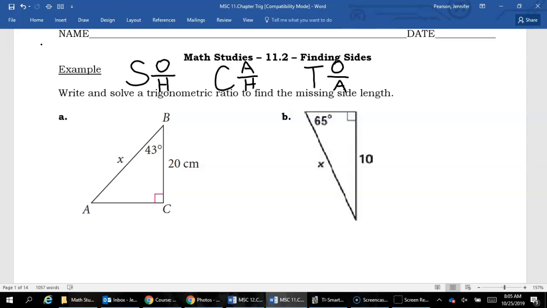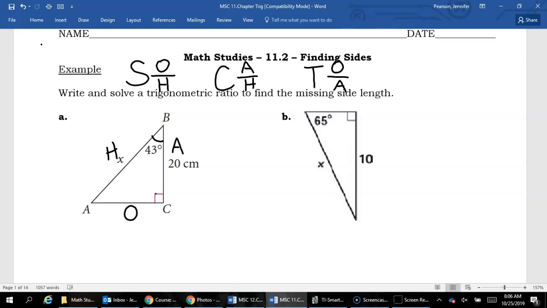Let's use these ratios then to try to figure out how long the sides are when I have a variable and unknown there. The first example has a 43-degree angle right there. So I'm going to label the sides of the triangle in relation to that 43-degree angle. Opposite 43 would be way at the bottom. Adjacent to 43 would be right next to it. And hypotenuse is always across from the right angle, so my hypotenuse is the longest one over there. So we practiced that last lesson.